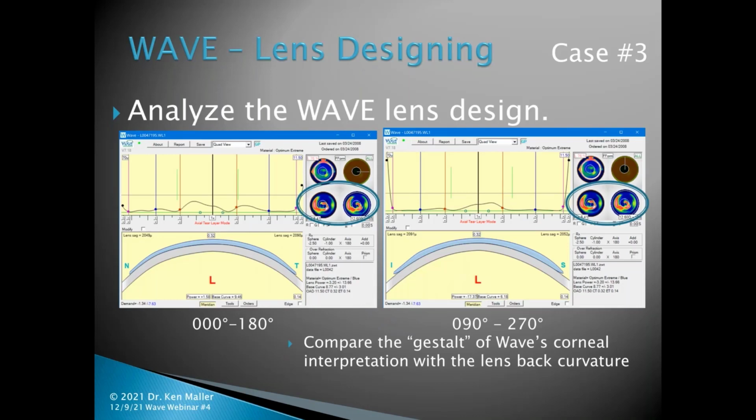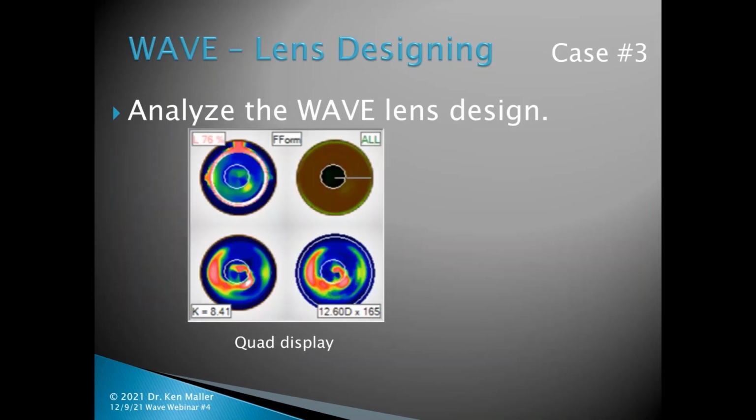Once again, comparing the gestalt to the back of the lens, we can see that on the lower left I have that sort of G-shaped steepness area that matches up pretty nicely with the G shape of steepness that WAVE thinks the cornea looks like there. And the rest of it looks pretty similar as well. So we did a pretty decent job of matching up the back of this lens with the front of this cornea. When we take a look at the quad display, we can see it in a little bit greater detail.